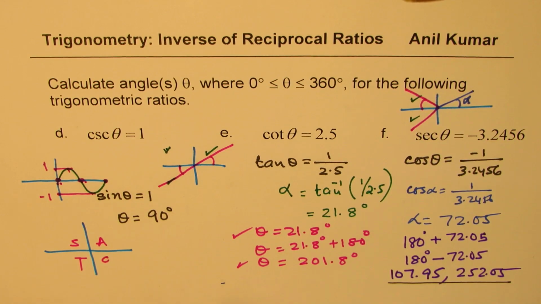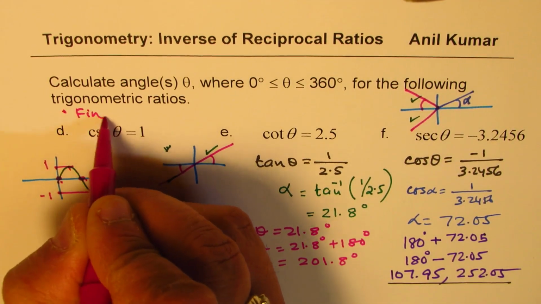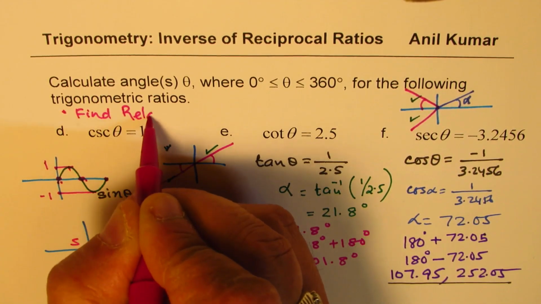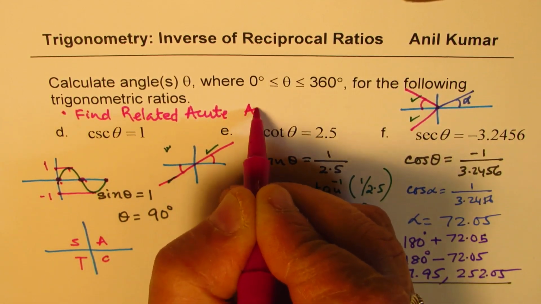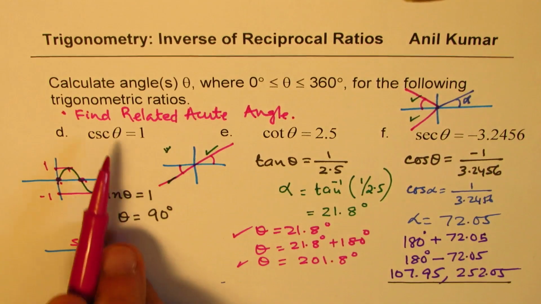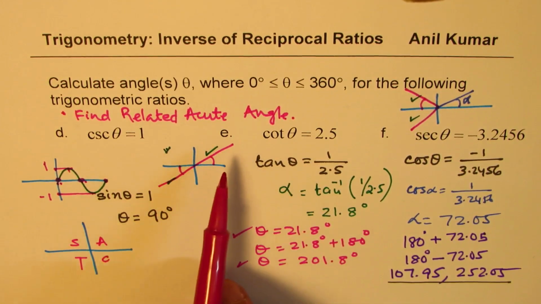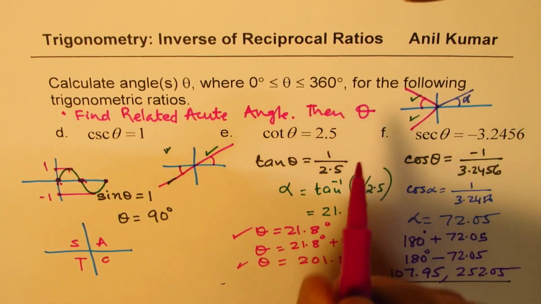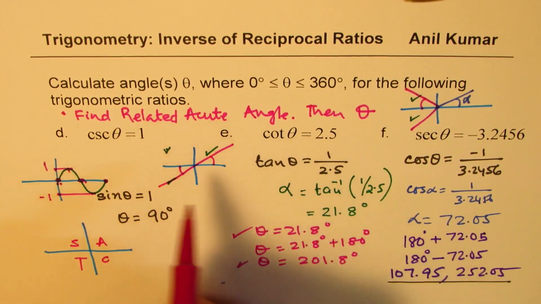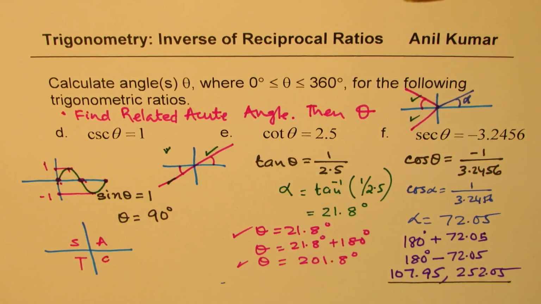Step number 1 is to find the related acute angle. That is the first step. Once you find that, then based on the sign, write your answer. And then the angle theta. When we say angle theta, it is the principal angle. You have to go counterclockwise to get this answer, right? I hope that is absolutely clear.